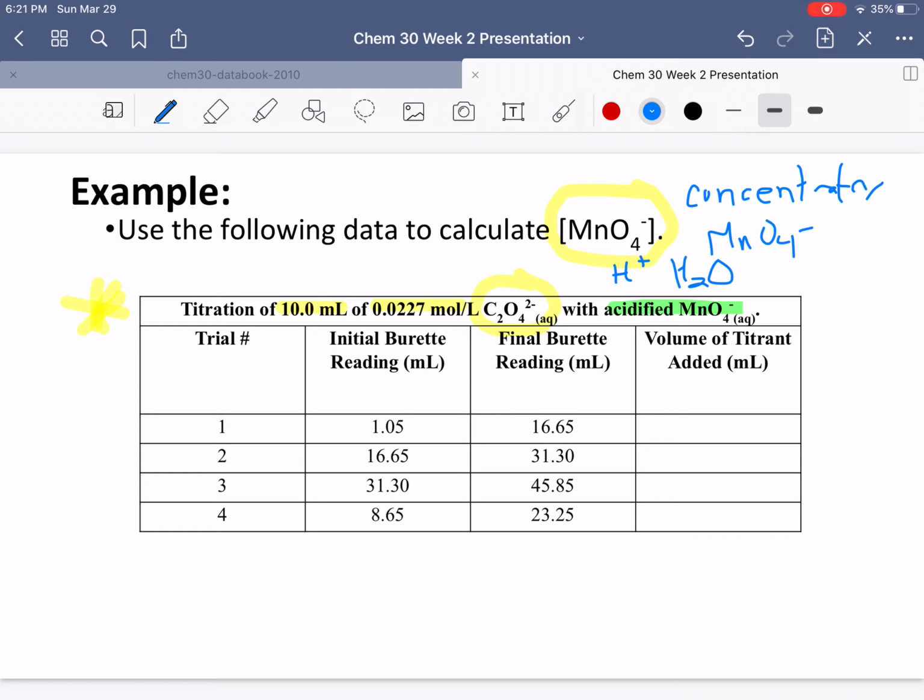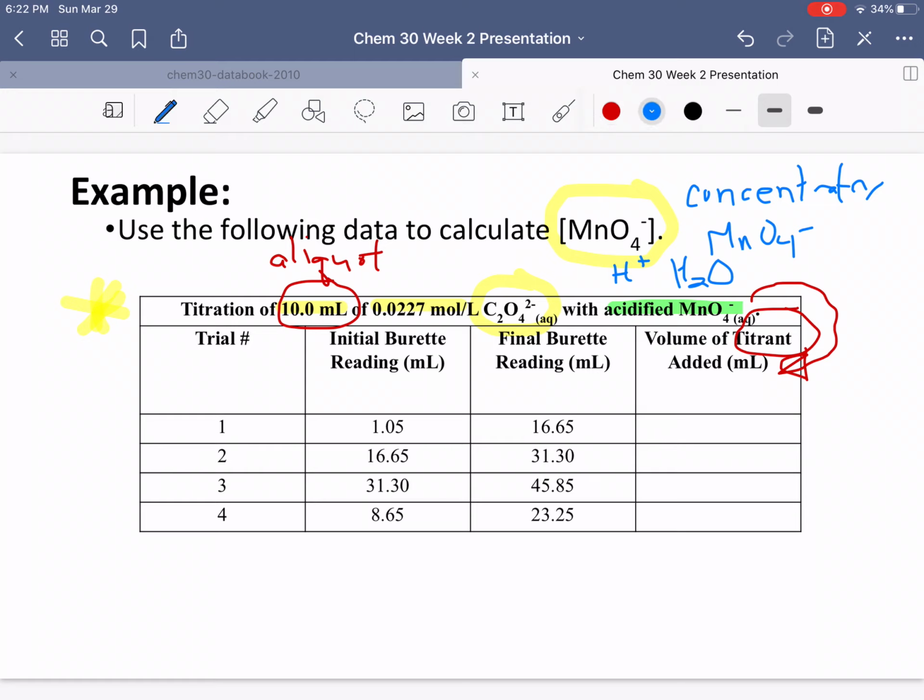Keep in mind as well, if we are titrating a given volume, then this given volume is your aliquot. That's what's sitting in the Erlenmeyer flask. Vice versa, it is this acidified permanganate that is the titrant. That's what's sitting in the burette that is drip, drip, dripping down.